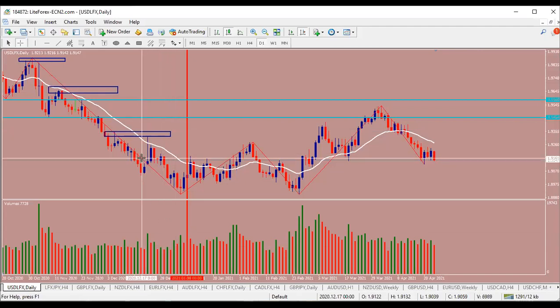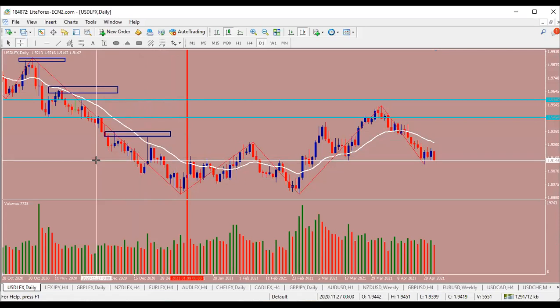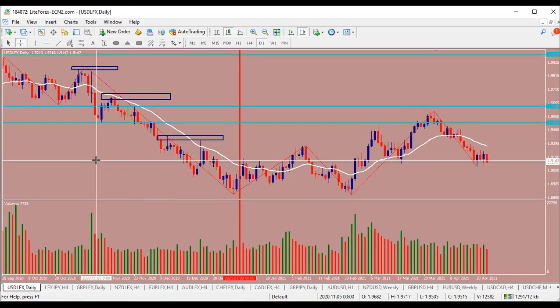Yes, David. A confluence is when price is respecting any two key level areas, that is, respecting the moving average and the market structure, or the moving average and the order block. Now, let me talk about a trend order block.